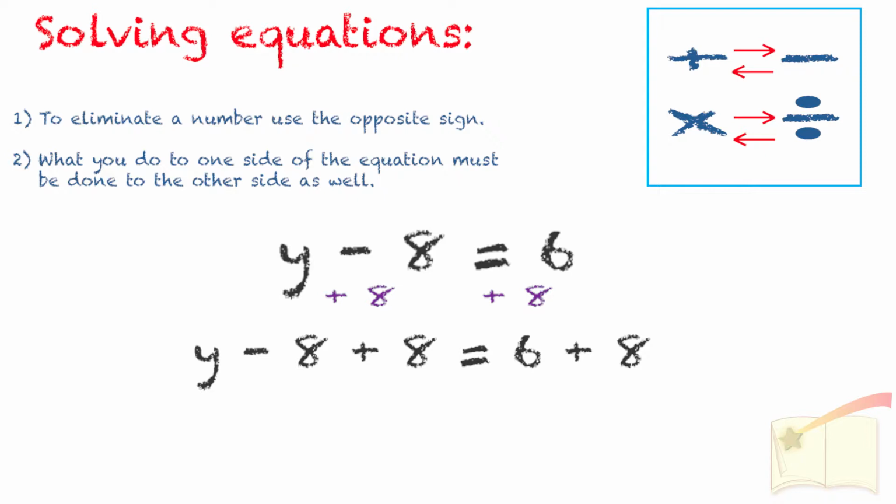Now all we need to do is simplify this. So negative 8 plus 8 equals 0. This is because if you start from negative 8 and you add on 8 positively, you're moving back up the number line: minus 7, minus 6, minus 5, minus 4, minus 3, minus 2, minus 1, 0. Then you move on to the other side of the equation. So you have 6 plus 8 equals 14, leaving you with your final answer of y equals 14.